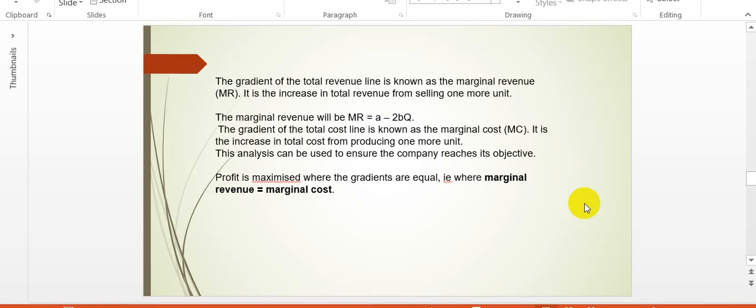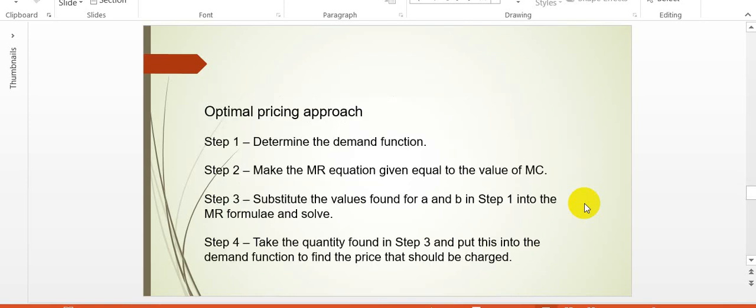The gradient of the total cost line is known as the marginal cost, which is also the increase in total cost from producing one more unit. So the profit is maximized where these two gradients are equal. That is where the marginal revenue equals the marginal cost. We'll continue with computing the optimal pricing approach in the second video.